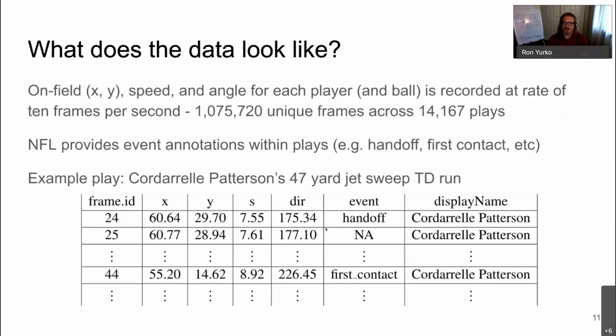So for the sake of this talk, I'm going to use this example play of a touchdown run. It was a 47-yard jet sweep by wide receiver Cordell Patterson in a game in 2017. I think he was on the Raiders at the time. This will be the example play I use throughout.